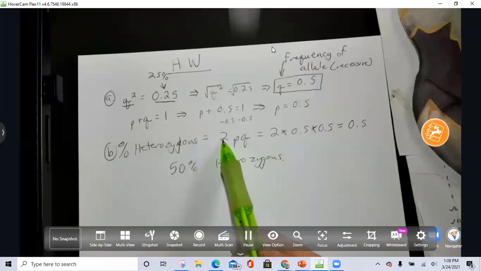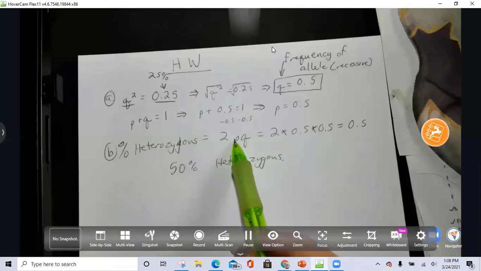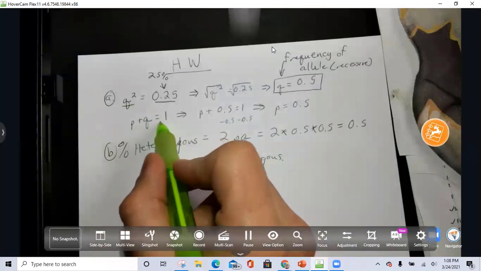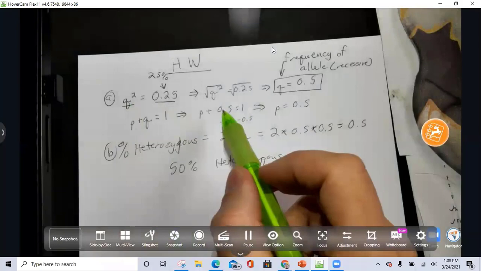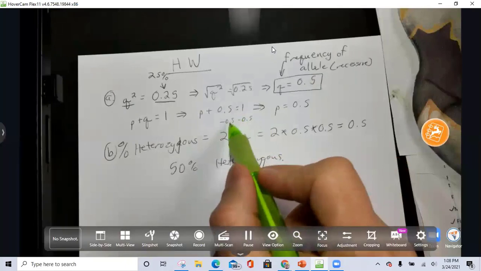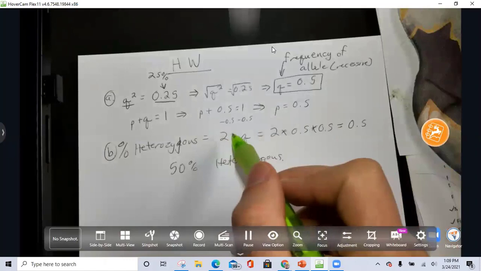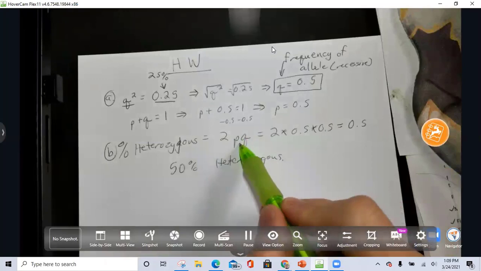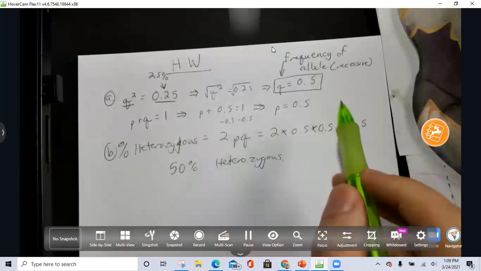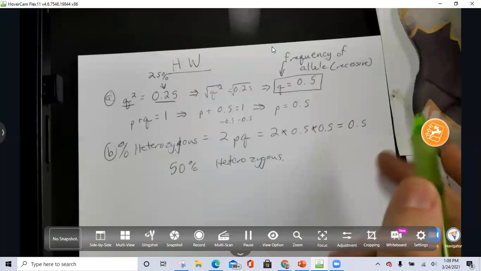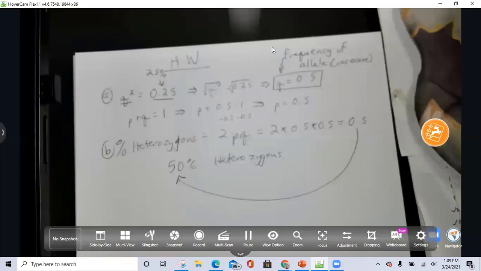So for heterozygous, we use 2pq. And 2pq means we need to know what p is. So we use p plus q equals 1. We know this, that's the allele frequency equation. We know p plus 0.5 equals 1. We subtract 0.5 from both sides, and we get p equals 0.5. So 2pq is 2 times p times q, 2 times the frequency of the dominant allele, times the frequency of the recessive allele, which gives you 0.5. But it asks for the percentage, so you need to turn this into a percentage by multiplying by 100.